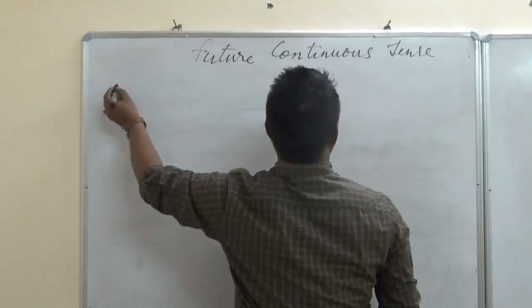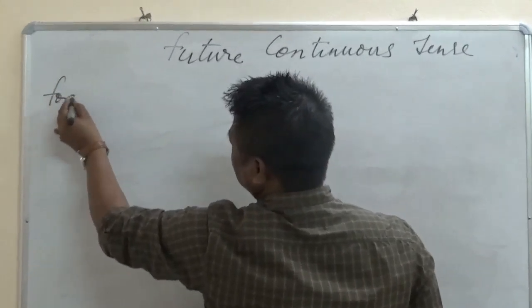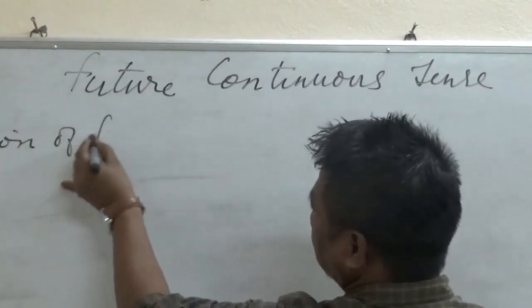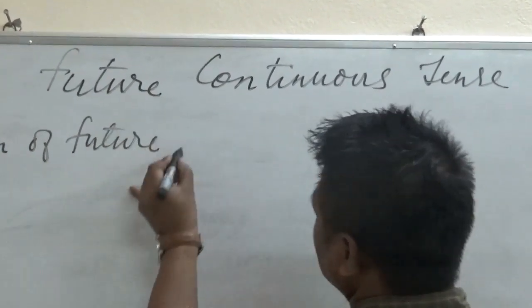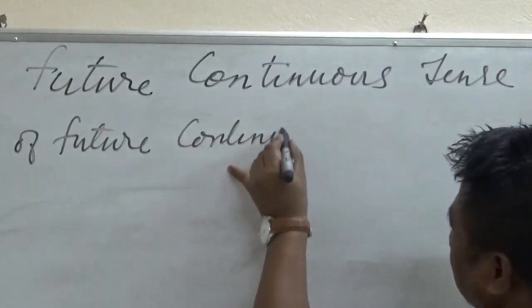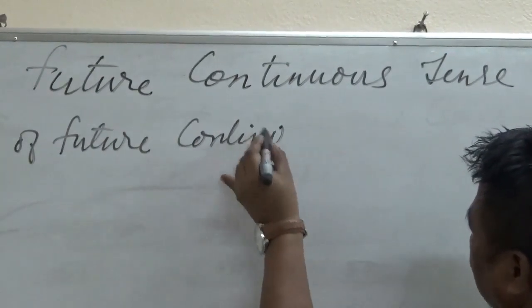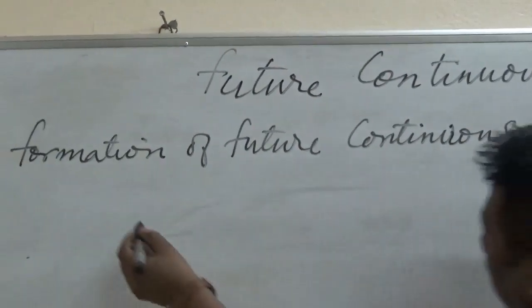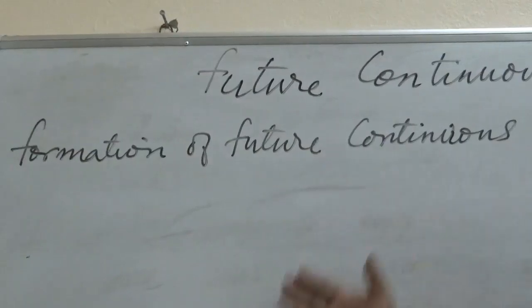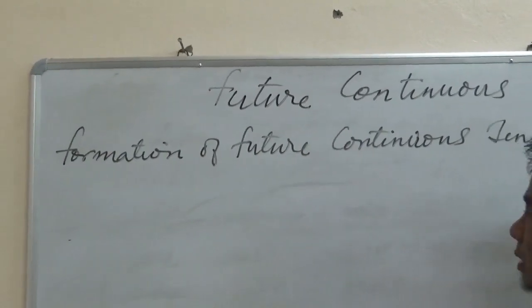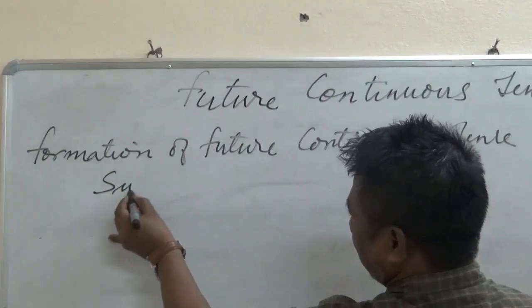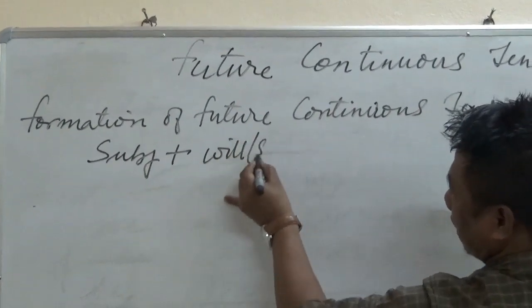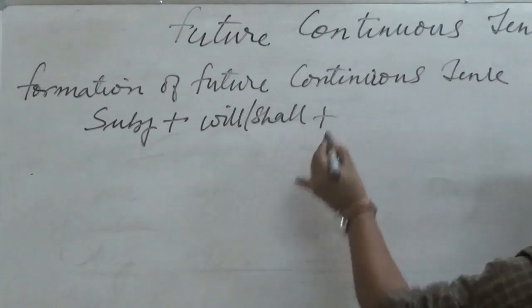How is the future continuous tense formed? Continuous tense, I insert. And so, what can a sentence write here? Subject in here. The subject is what? Will or shall. Continuous tense.